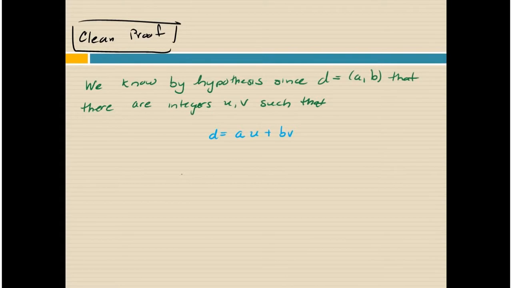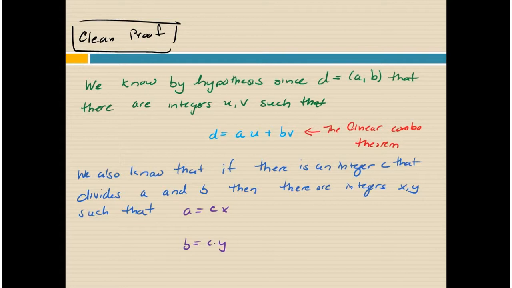So my clean proof: we know by hypothesis that D is the greatest common divisor of A and B. So there are integers U and V such that D can be expressed as AU plus BV, which I refer to as the linear combination theorem. We also know that if there's another integer C that divides A and B, then there are integers X and Y such that A equals C times X and B equals C times Y by definition of divisibility.